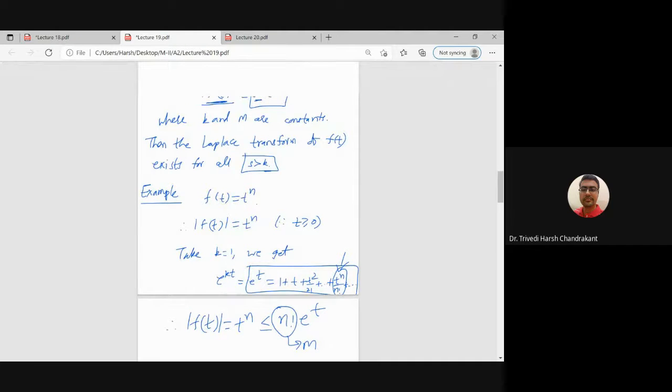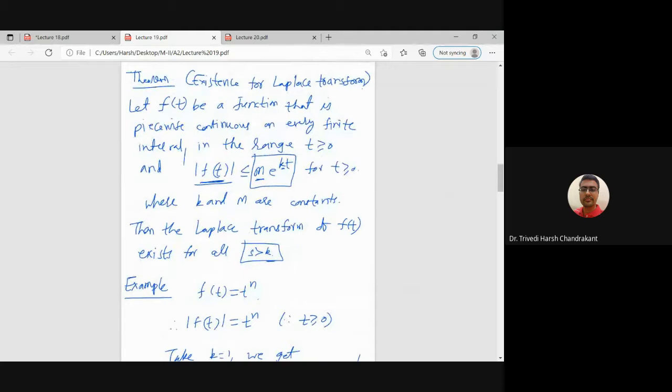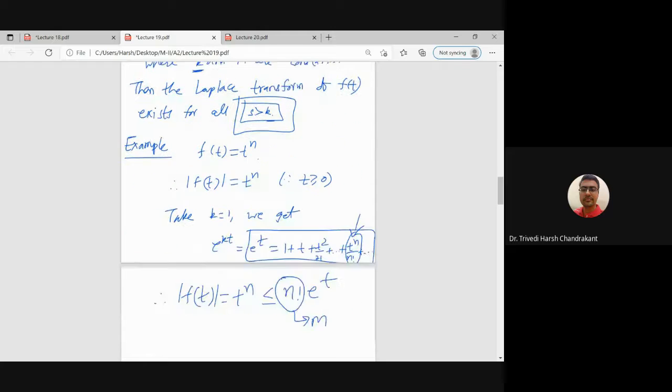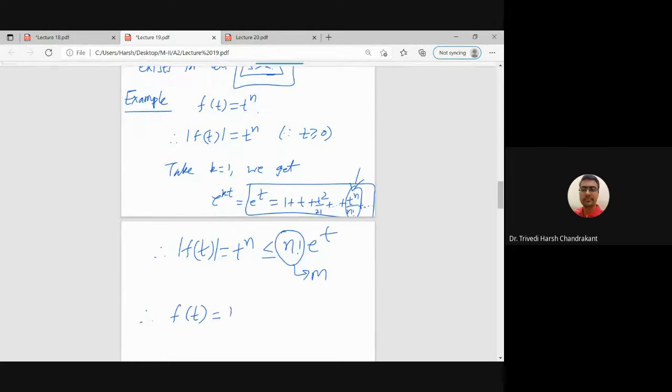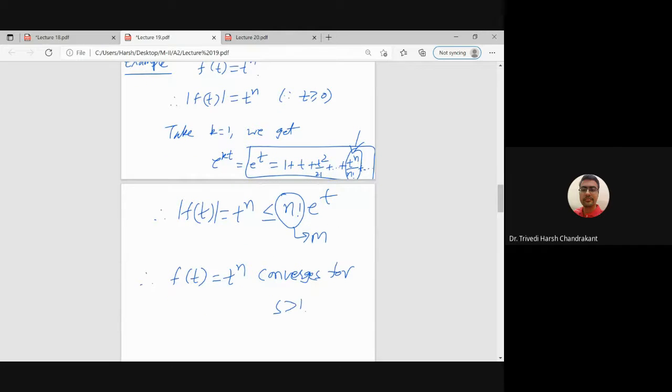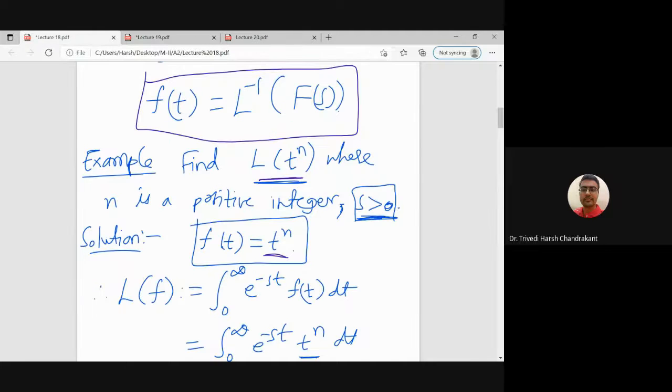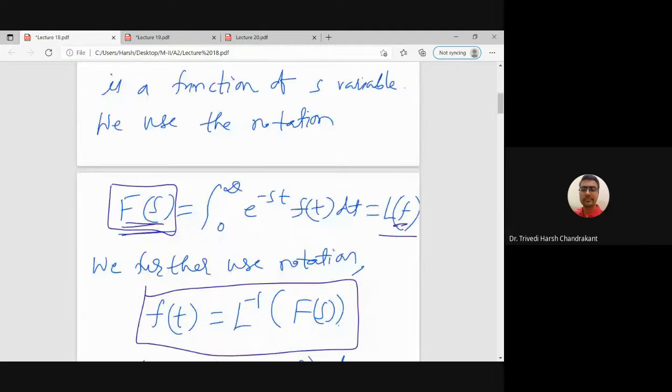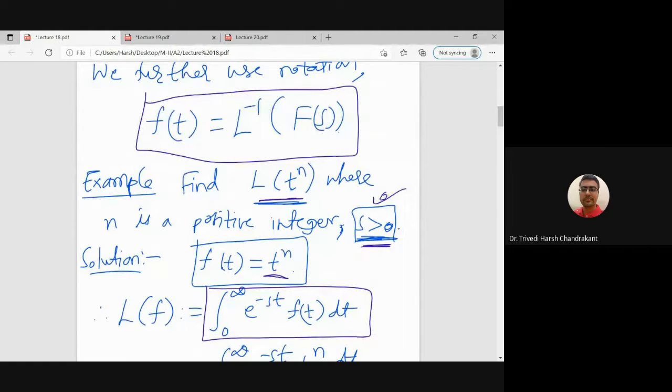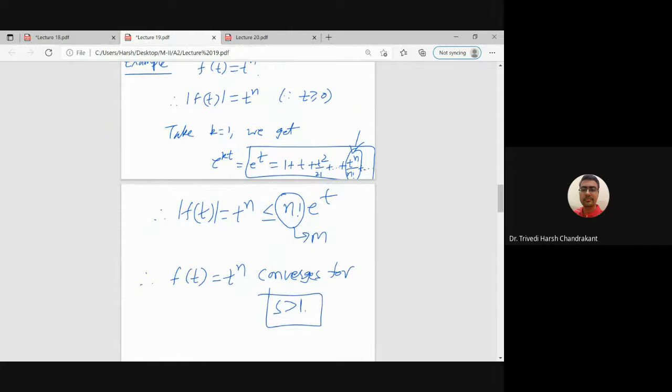So we have shown that the t^n function is of this form for constant k equal to 1. So that means the integral converges for s greater than 1. And for s between 0 and 1, we can use directly the definition of the Laplace transform. In fact, we have shown that it converges for s greater than 0 by directly applying the definition, right? So by the direct definition, we are getting that the Laplace transform exists for s greater than 0, and by applying this theorem, we are getting that it converges for s greater than 1.